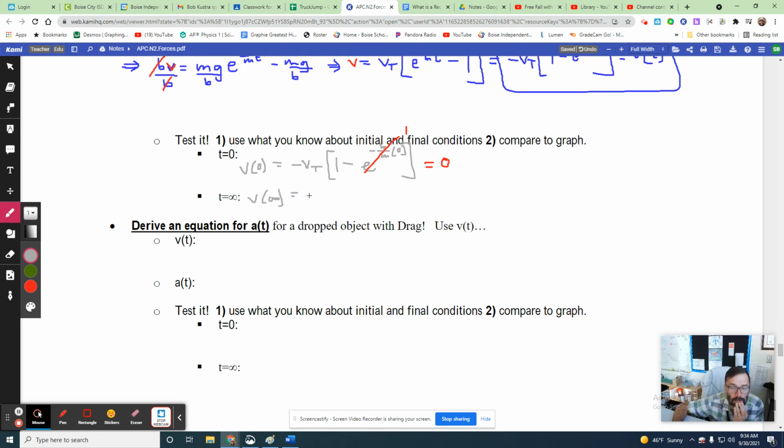Infinity is equal to negative vt times 1 minus e to the negative b over m, t, where t goes to infinity, right? Well, when you have something to the negative power, it's really on the bottom, and if you take something to infinity, that just makes it infinity, so it'd be 1 divided by infinity. This whole thing goes to 0, doesn't it? And so what do we get out of here? Oh, you reach a negative terminal velocity.